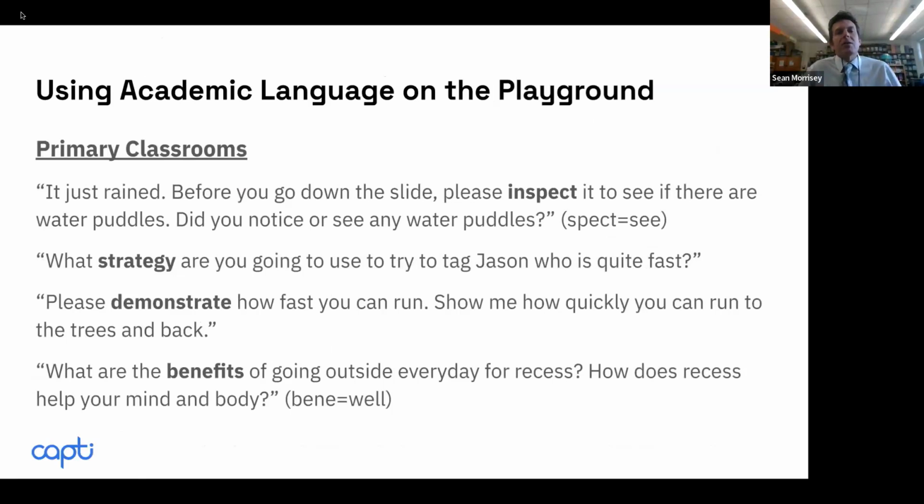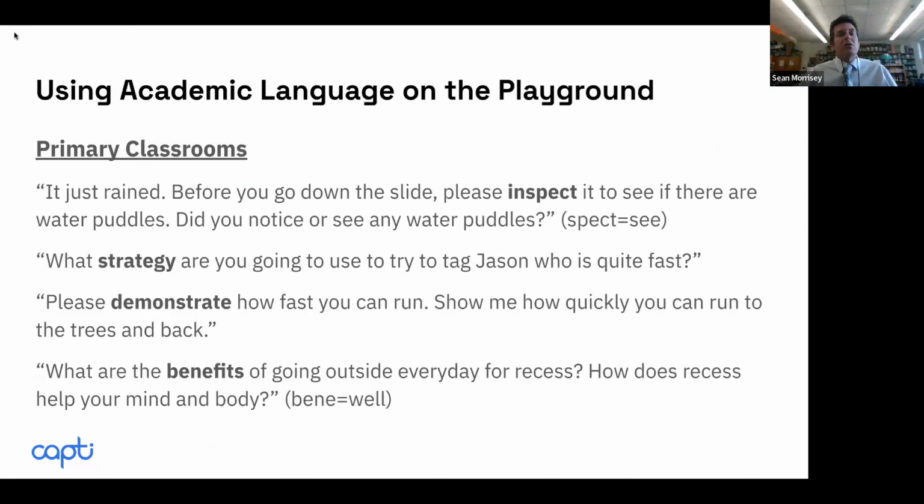So using academic language, here's one example. Thinking about how to use academic language as a whole school, as a whole district. This takes conversations. So I like to try to use academic language throughout the school day, because usually we only see academic language in nonfiction and social science.